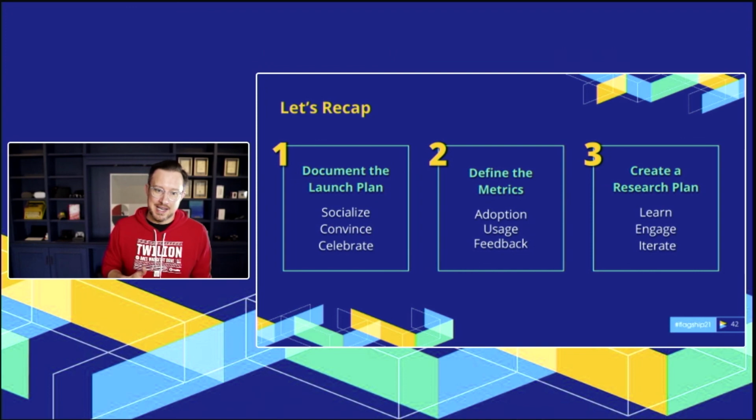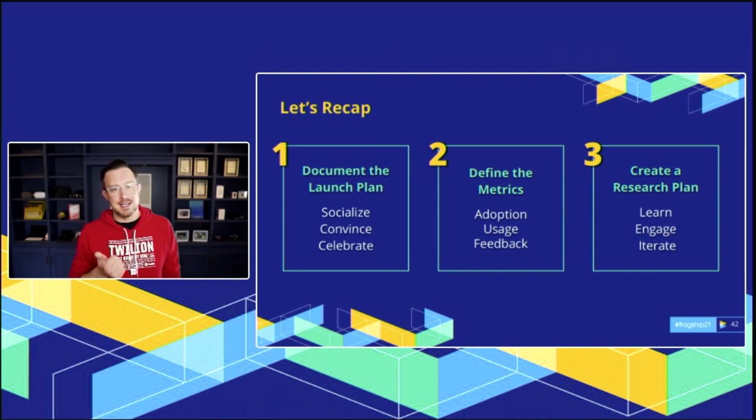So, doing a recap here, document the launch plan, be able to socialize it and get feedback, iterate there. Make sure you're celebrating with the team each of these milestones. Define the metrics for each of these milestones, stick to them. Again, celebrate the success of those milestones, meeting those metrics. If you're not meeting those metrics, make sure you have a mitigation plan.